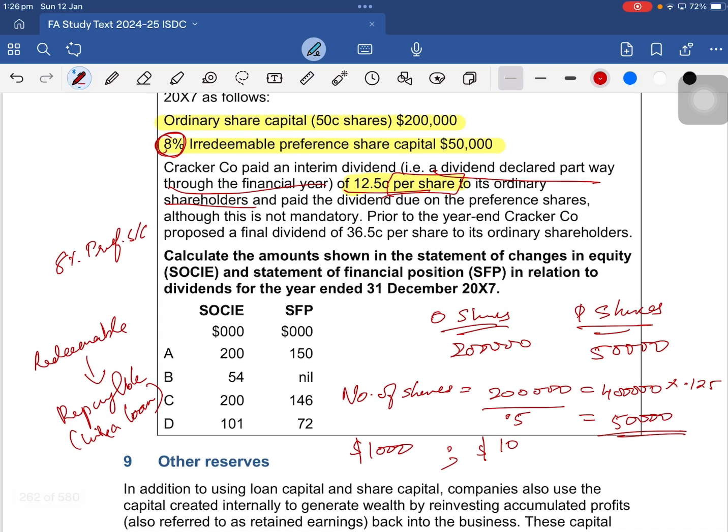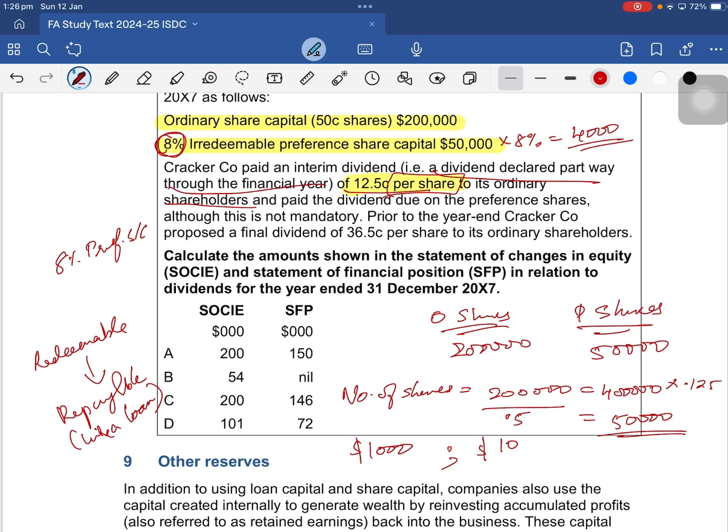And paid the dividend due on preference shares. So the preference share dividend is calculated at 8%. Understood? So that is equal to 50,000 into 8%. That's all. Clear? Understood, no? So 50,000 into 0.08 would be 4,000 for preference shareholders. Clear? Understood, no?